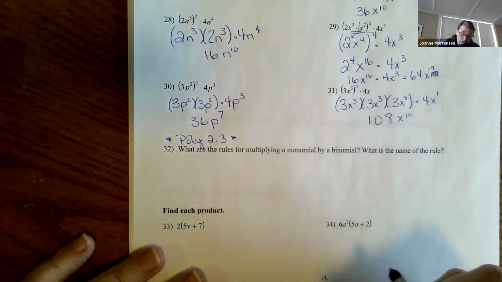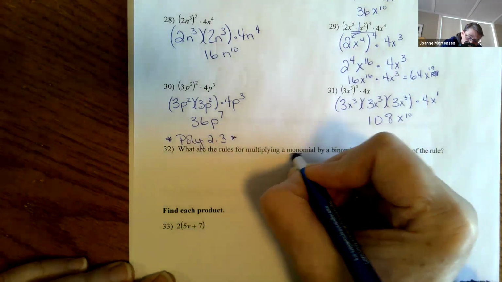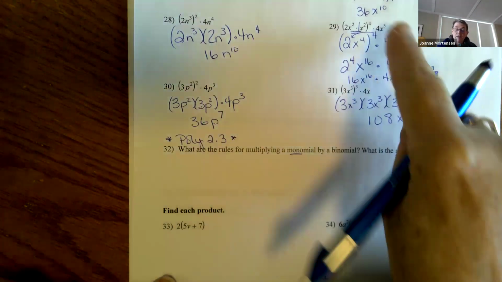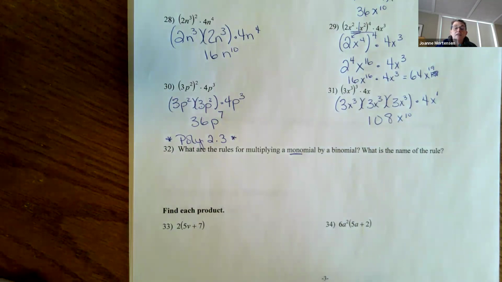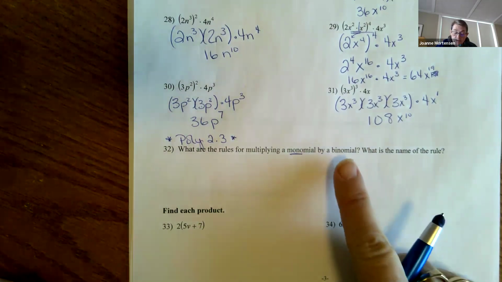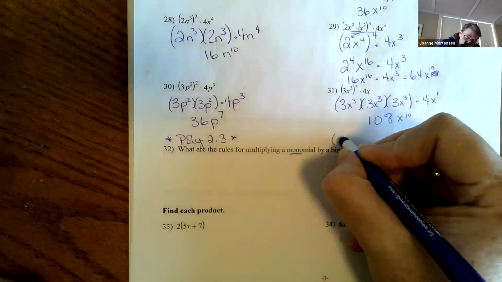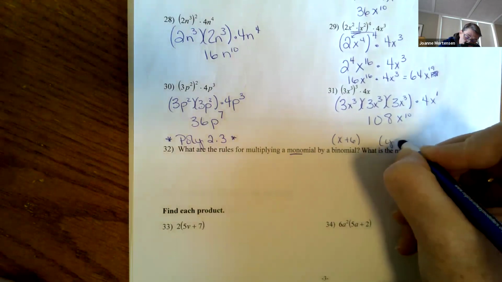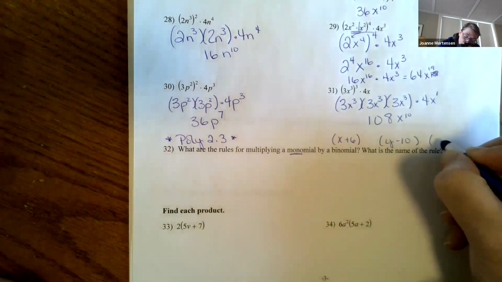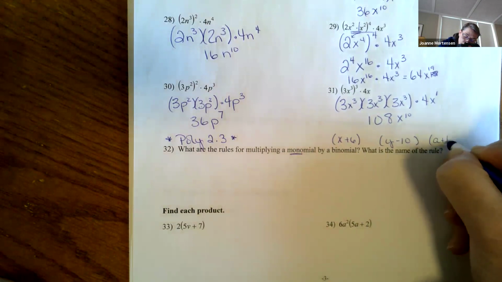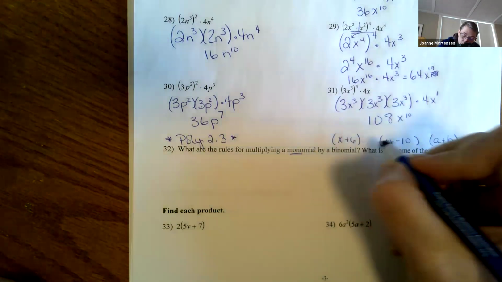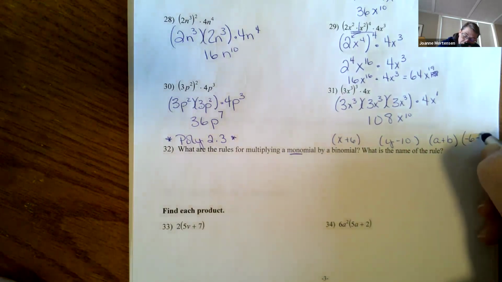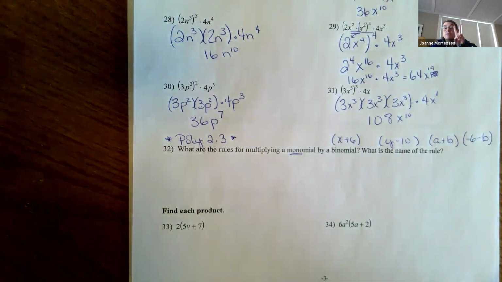Here we go. Okay, first of all, monomial means one term. All of these things up here from the last video, those are all monomials. Binomial is something like x plus 6 or y minus 10. I could even go crazy and go a plus b. I can go one more, -6 minus b. Right? Two terms.